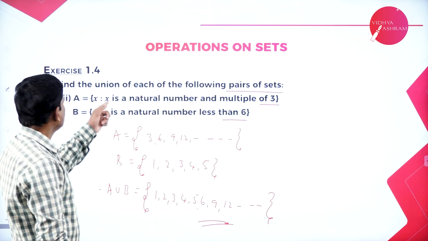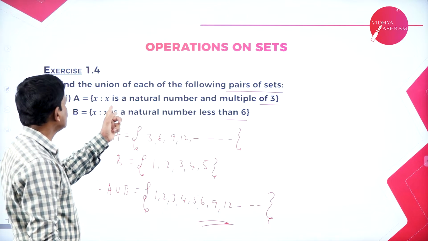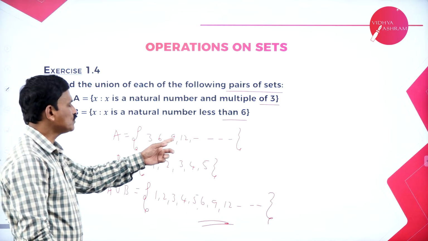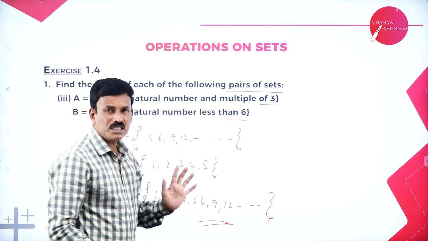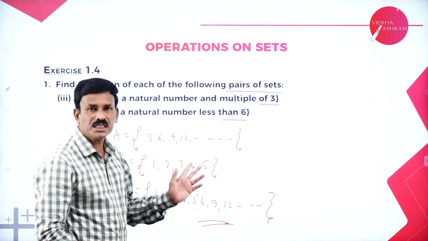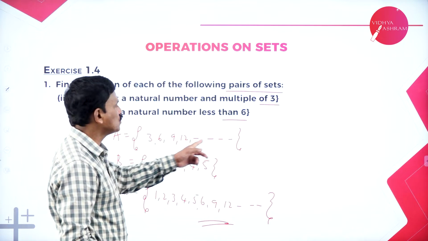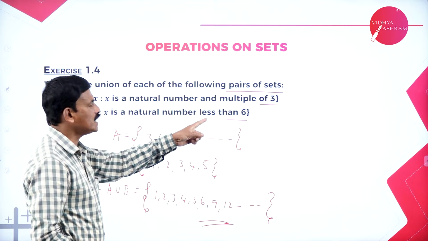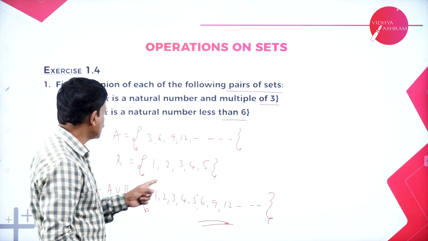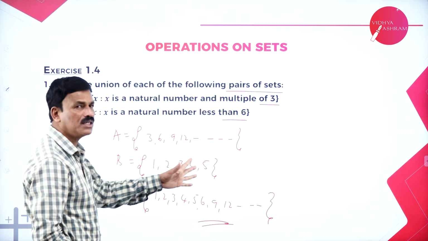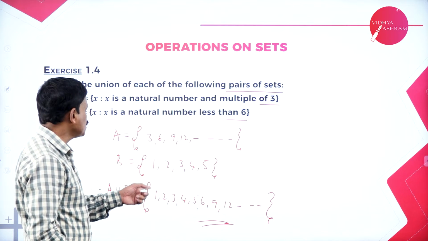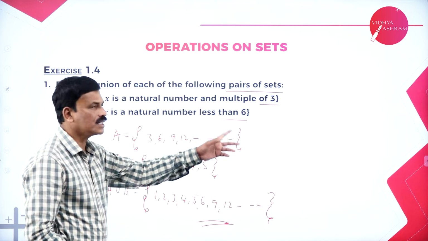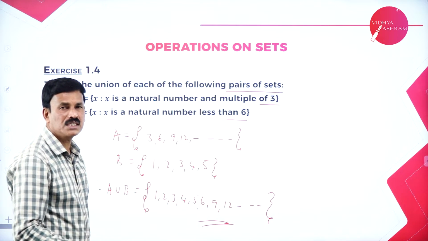So what is A? A is a natural number, x is a natural number and multiple of 3. They have not given 3, 6, 9, 12, just the multiple of 3. It is an infinite set, 3, 6, 9, 12, etc. And B, x is a natural number less than 6. Here they have mentioned it is less than 6, means 1, 2, 3, 4, 5. The union of these two is 1, 2, 3, 4, 5, 6, 9, 12, etc. This is the union of the given sets.